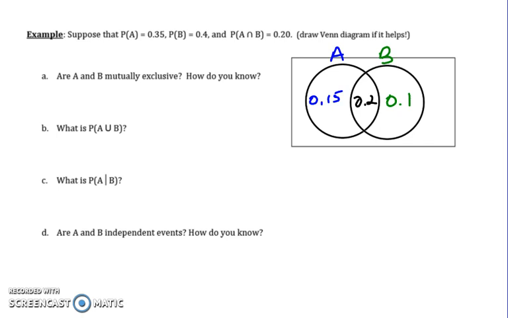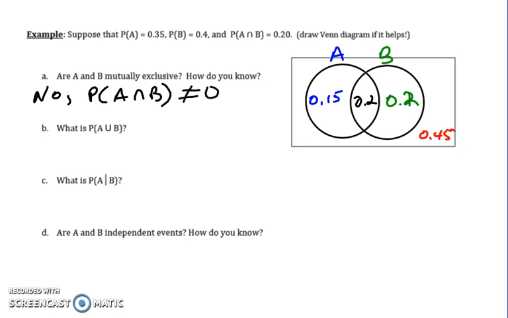So notice the total for A is 0.35. The total for B is 0.4, which leaves me with 0.45 here. So, are A and B mutually exclusive? I know that the answer is no, because the probability of A and B does not equal 0.